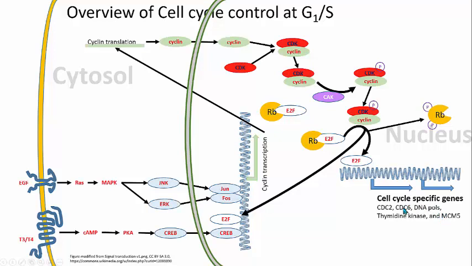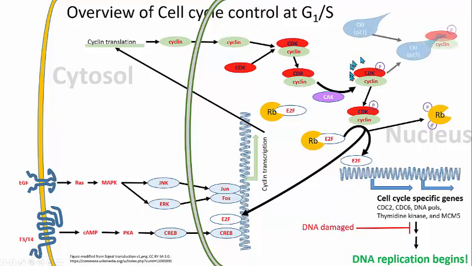As this progresses, this is a positive feedback loop, obviously. This continues until we are ready to go to the next step and start replication. There is, however, a brake system for this pathway, and that is if the DNA is damaged, we have a system to turn off this cyclin activation of E2F.